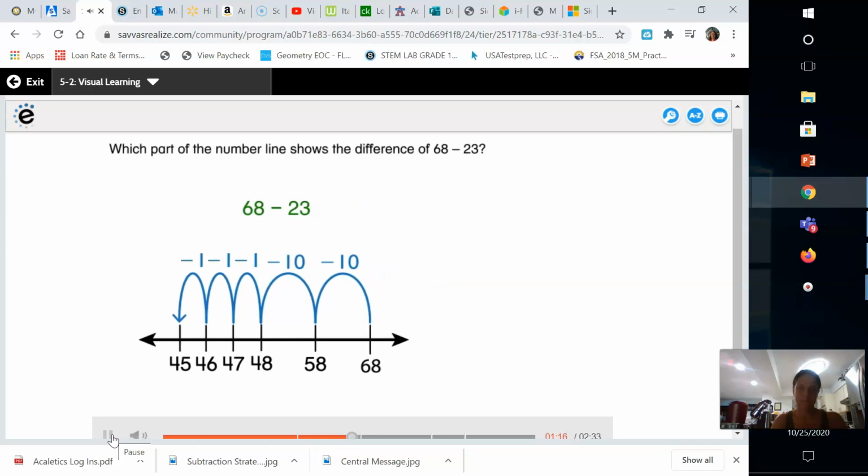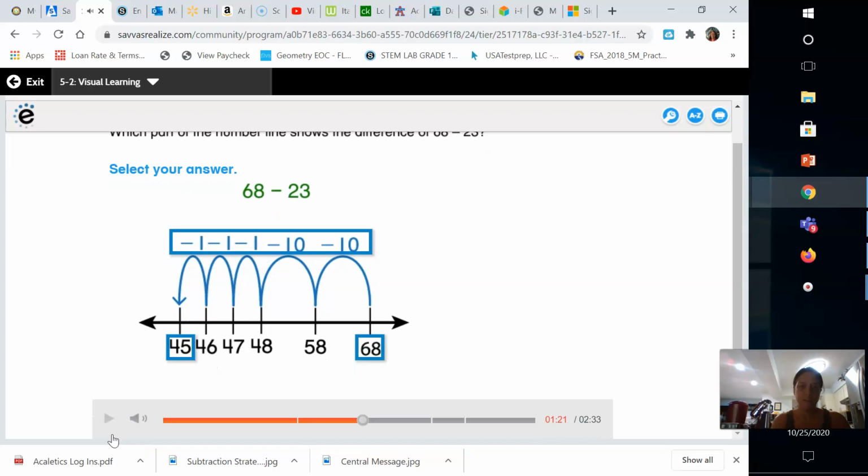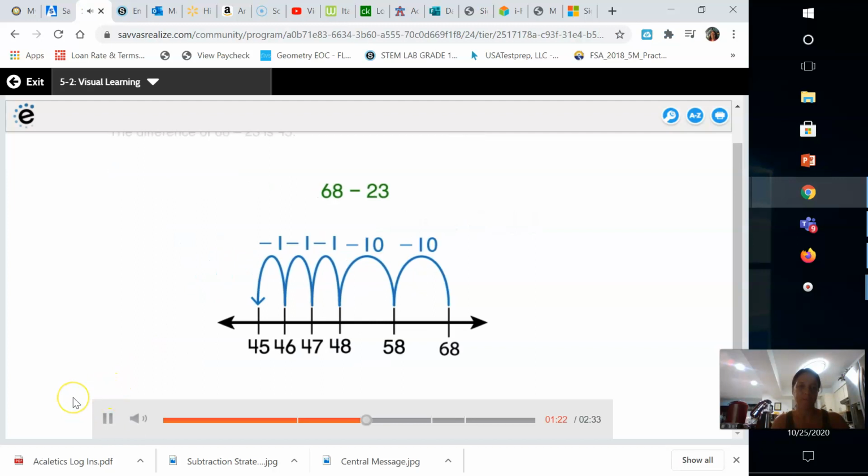Which part of the number line shows the difference of 68 minus 23? Select your answer. So the difference is the answer to this question. So 68 is not the difference. 68 was the big number we started with, right? We moved backwards to find our difference. So 45 is our difference. The difference of 68 minus 23 is 45.